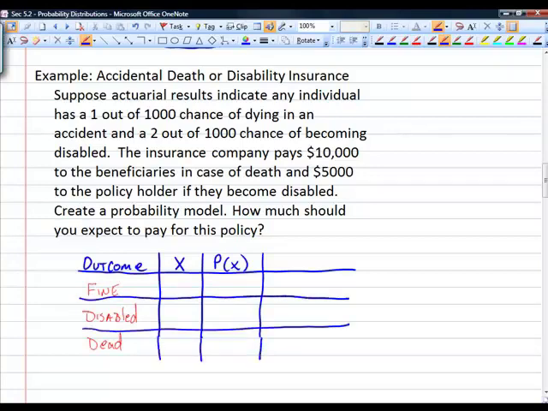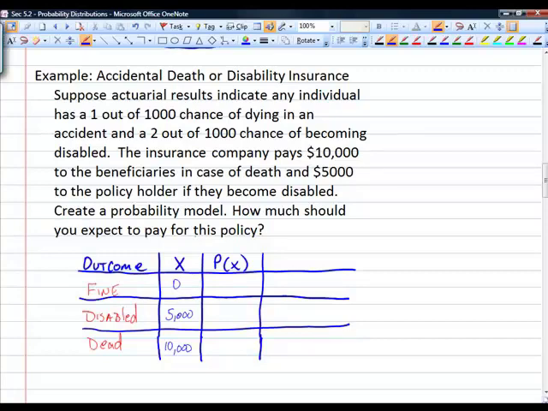If you're dead, you get nothing, but your family gets how much? They get $10,000. If you're hurt, you get how much? 5,000. And if you're fine, you get how much? Nothing. Remember, this is our random variable, x. Your random variable has to be a numerical value. So these are the numerical values.